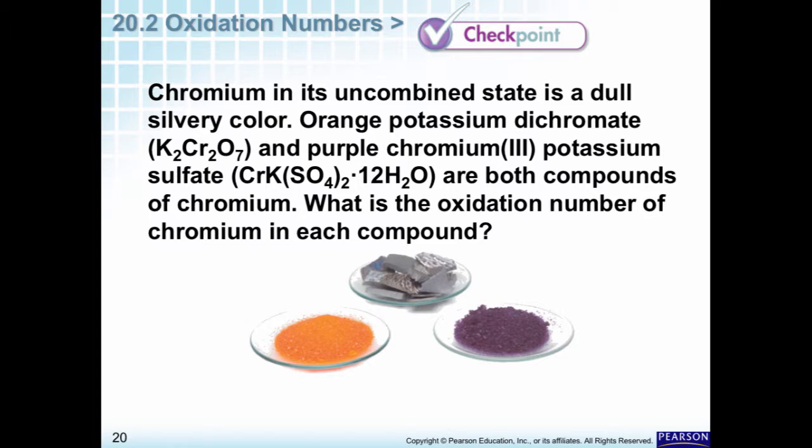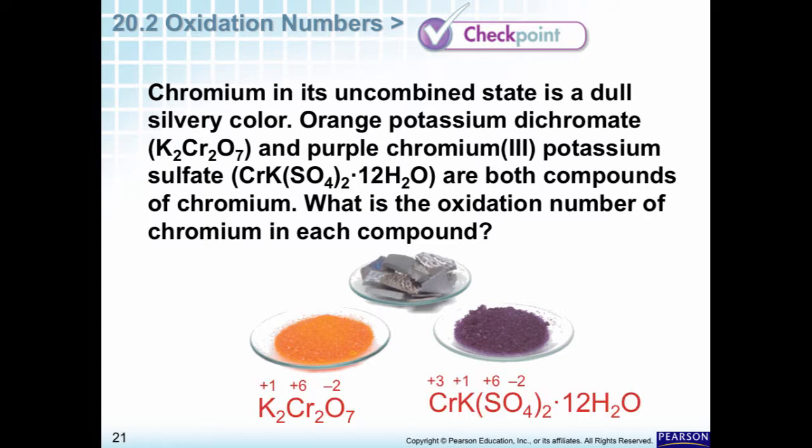All right, here's another chance for you. I'm going to ask you to determine the oxidation number of chromium in each of those compounds above, okay, using the rules we just went over. And you can check your answers right here.